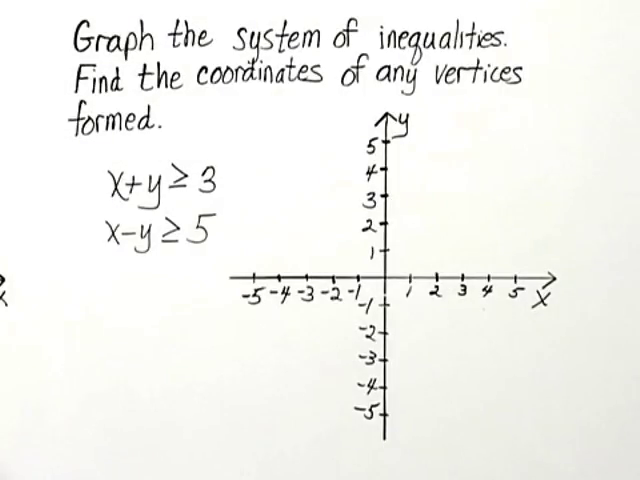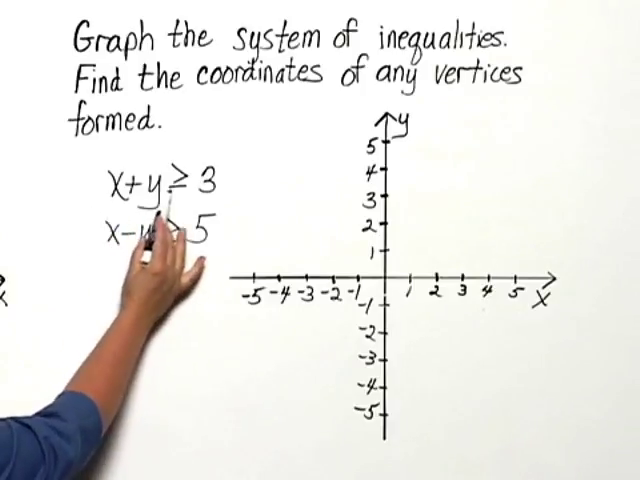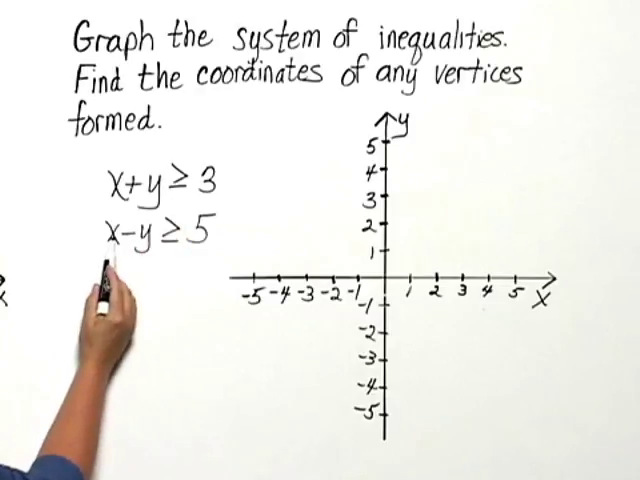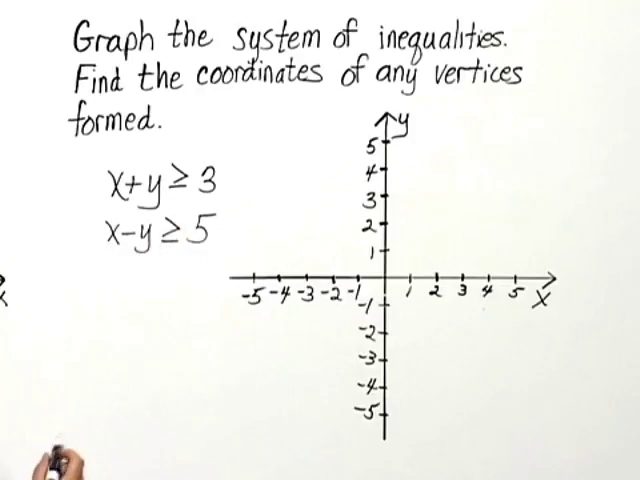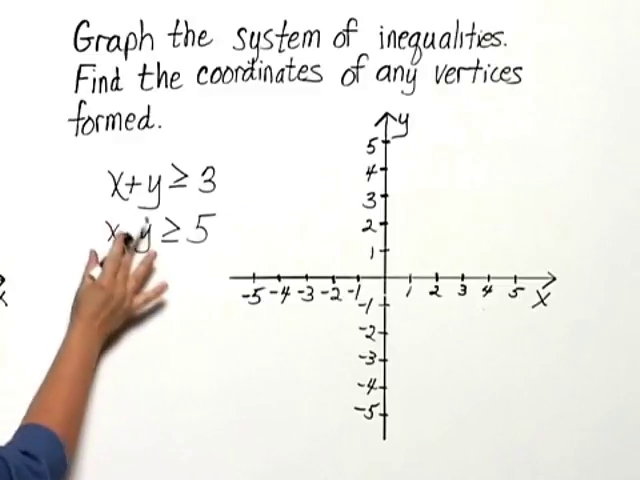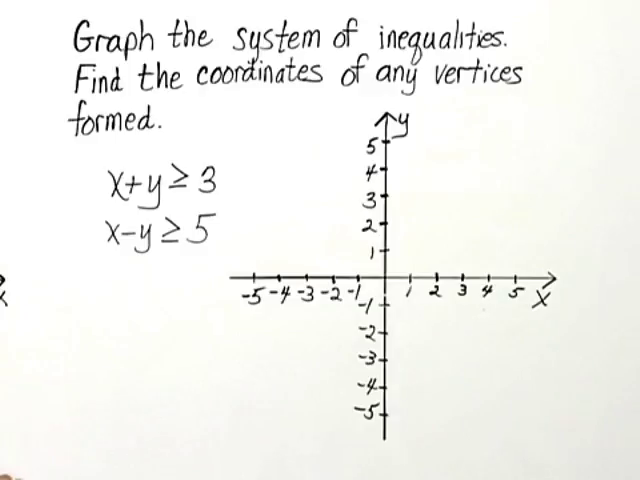Graph the system of inequalities. Find the coordinates of any vertices formed. We're looking at the system of inequalities: x plus y is greater than or equal to 3, and x minus y is greater than or equal to 5. We begin by graphing each of these inequalities separately and finding the intersection of their graphs.